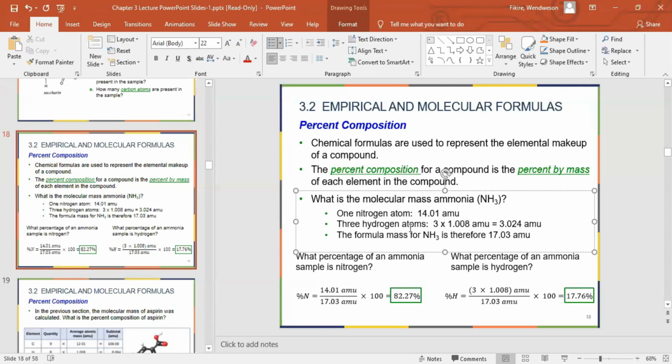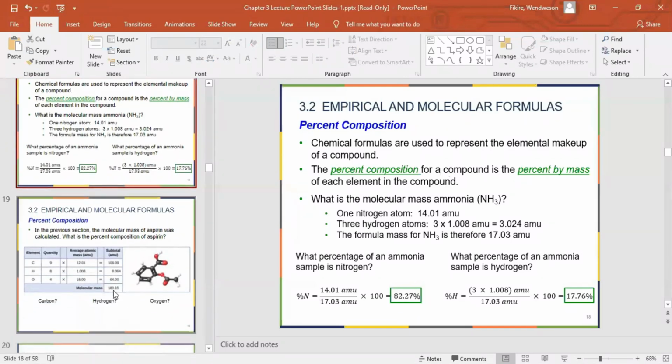Now, the next point is what percentage of an ammonia sample is nitrogen? What is the percentage of nitrogen in ammonia? So we have to calculate the weight of nitrogen divided by the molecular weight of the entire compound, times 100. That's percent. So 82.27% is composed of nitrogen, whereas 17.76% is composed of hydrogen. That's how we calculate percent composition. I'm sure that we can have more examples regarding this.